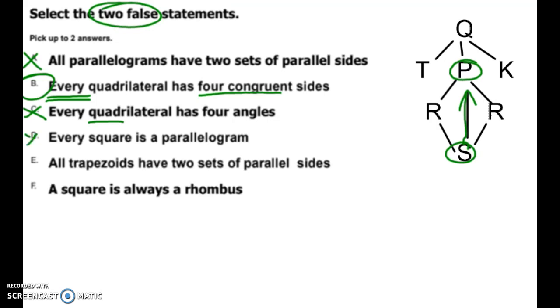So that is true. We don't want that. All trapezoids have two sets of parallel sides. Well, we know that on our family tree, trapezoids have one set of parallel sides, parallelograms have two, and kites have 0. So that is a false answer, which would mean that a square is always a rhombus. Again, going up, up is always, so that is true.